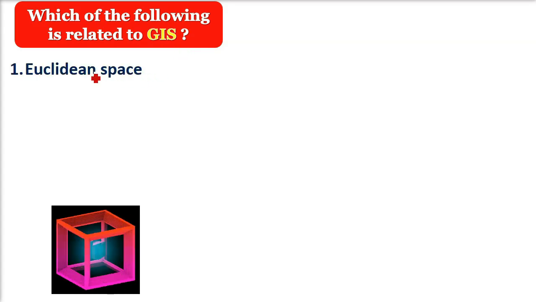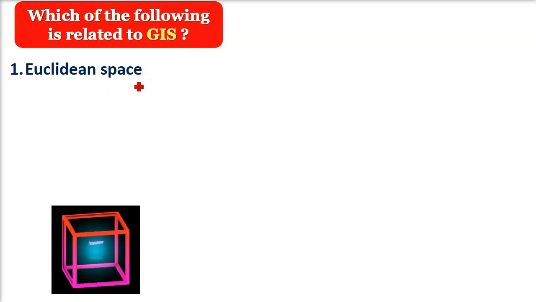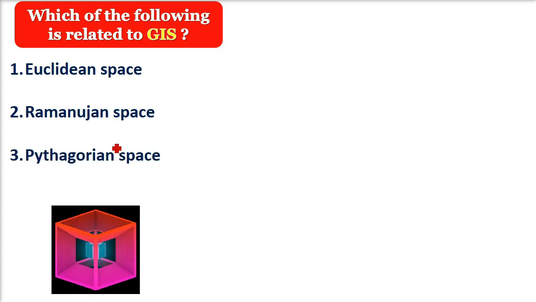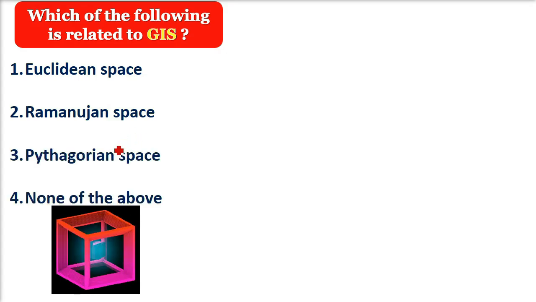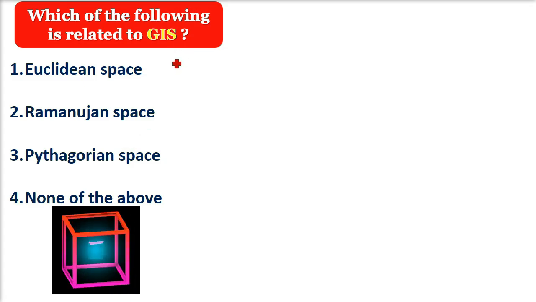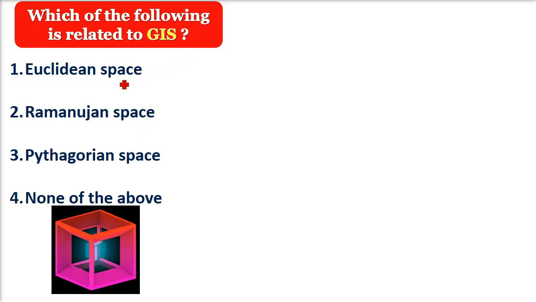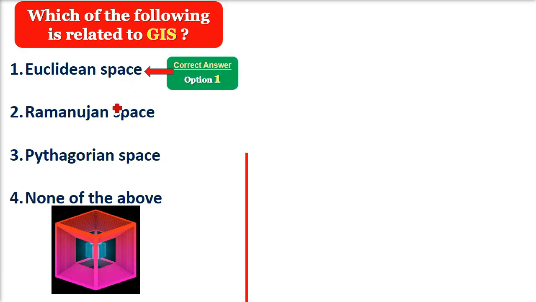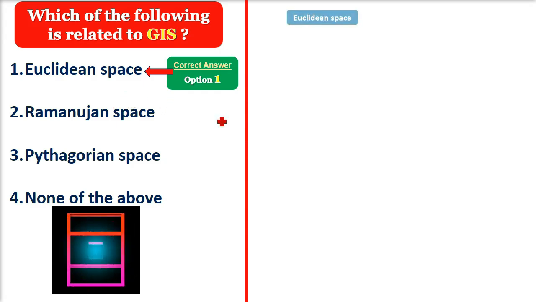Which of the following is related to GIS? The first option is Euclidean space. Then we have Ramanujan space, followed by Pythagorean space, and finally none of the above. Now in GIS, in mathematics, in physics, there are certain spaces being defined where you can locate and identify an object or a place. So this is the Euclidean space. The correct answer is this one.